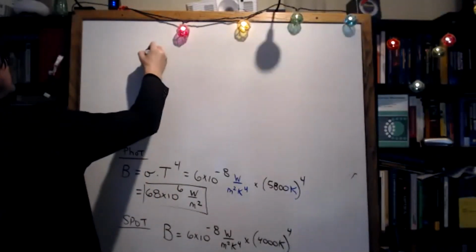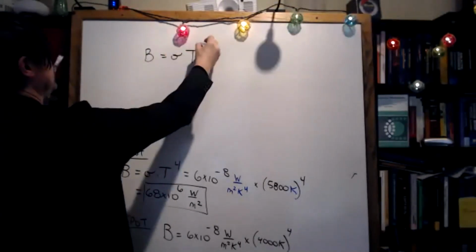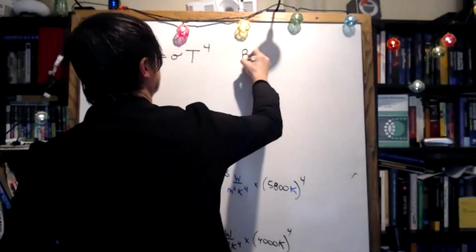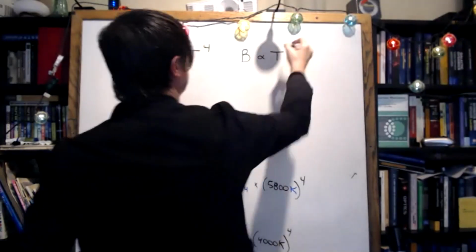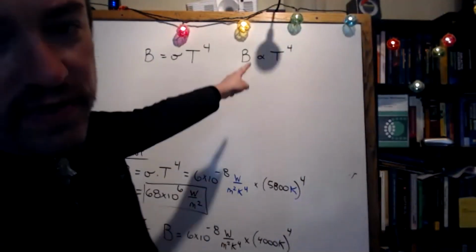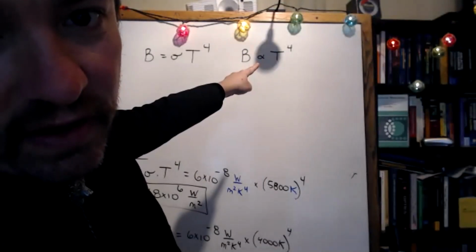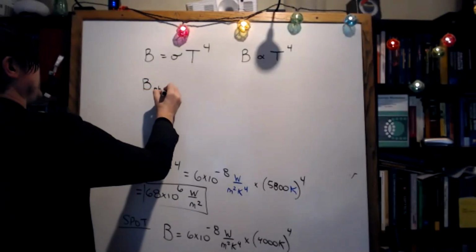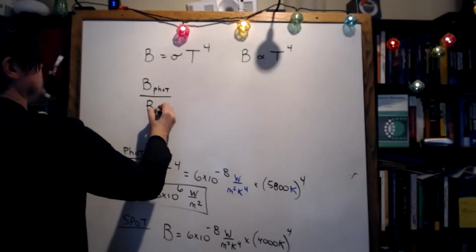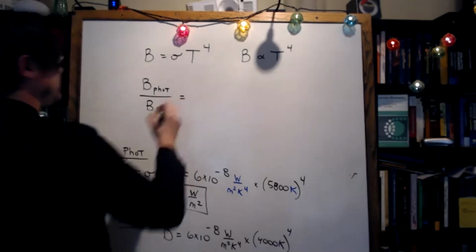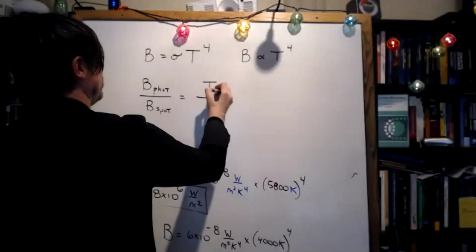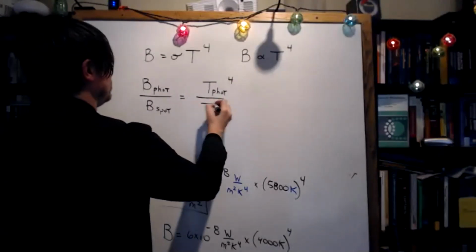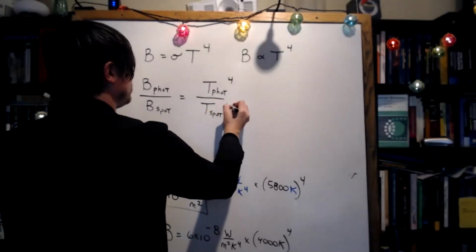If it's true that brightness is equal to sigma T to the fourth, remember that sigma is a constant. So I could write brightness is proportional to the fourth power of temperature, where I've used that proportionality symbol that we used in the gravitational law. Therefore, if I just want to start by taking the ratio, the brightness of the photosphere divided by the brightness of the spot should be equal to the ratio of the temperature of the photosphere to the fourth power divided by the temperature of the spot to the fourth power.